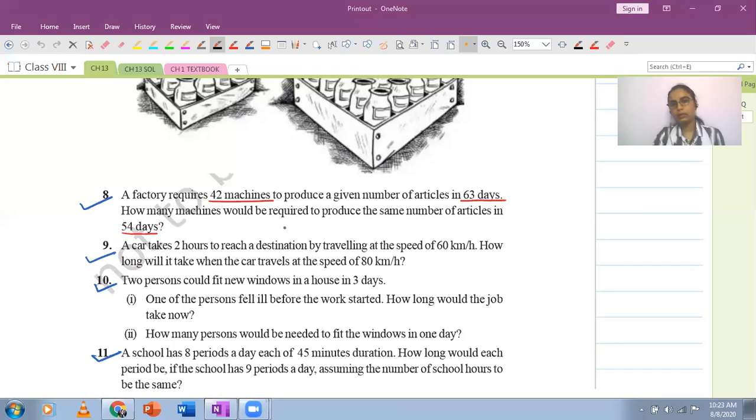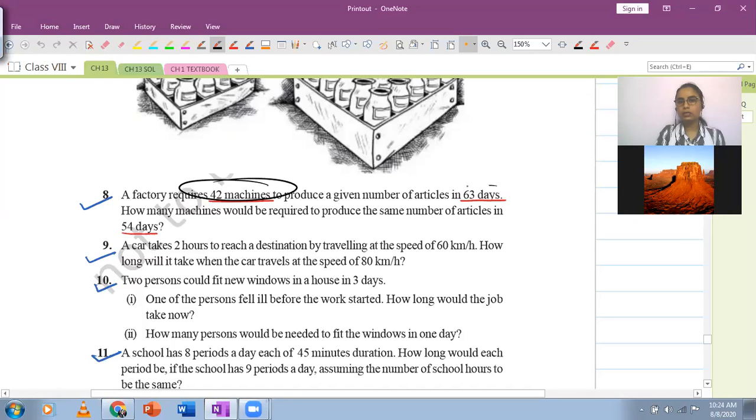We want to get the work done in 54 days. So we want that the work should be done quicker. So what we are going to do is we will require more machines. We want to reduce the time, and to do so, we would like to increase the number of machines. So there is an opposite relation between the number of machines and the number of days it takes for the factory to finish the job or finish the work. So based on this, we are going to solve it.